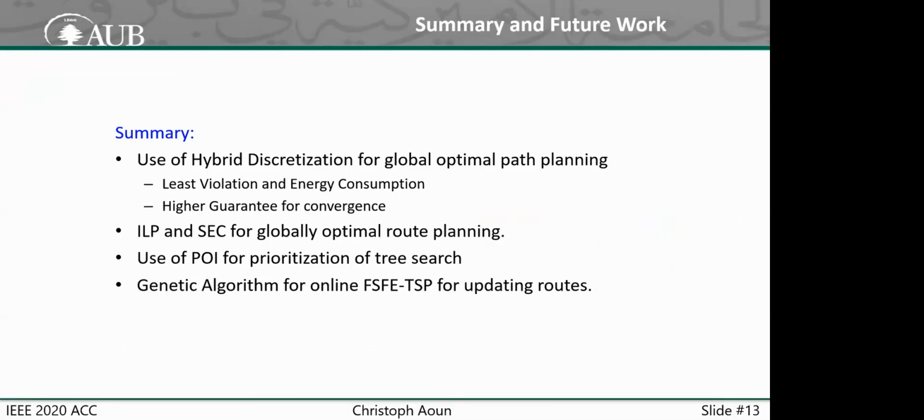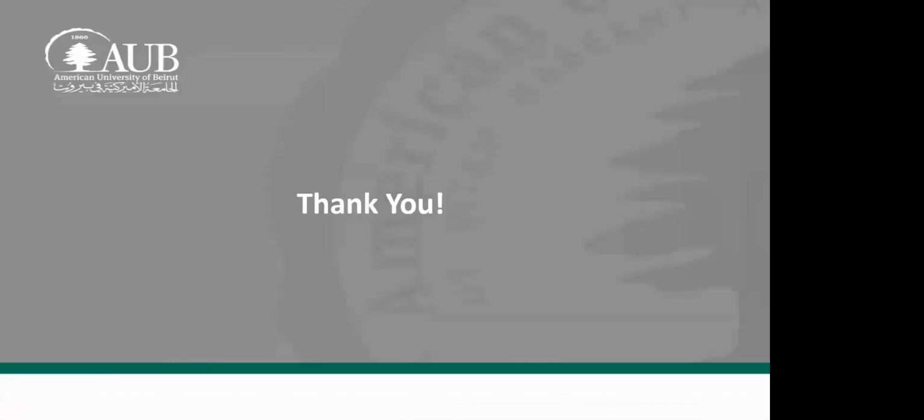Moreover, in order to determine the whole tour, we use ILP and SEC for the global route planning. Moreover, in order to prioritize, we use POI for tree search, in addition to an online update using a genetic algorithm to solve FSFETSP. Thank you all for your time.